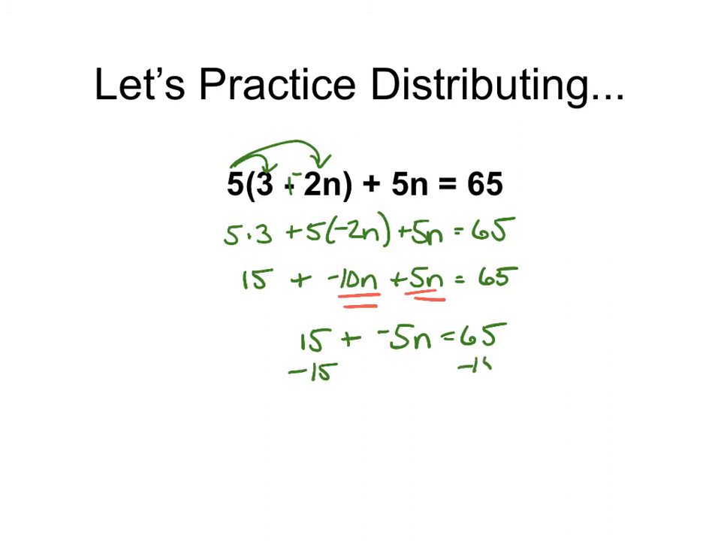Subtract 15 from both sides. I get negative 5n is equal to 50. Divide both sides by -5. These cancel and leave me with n is equal to -10.